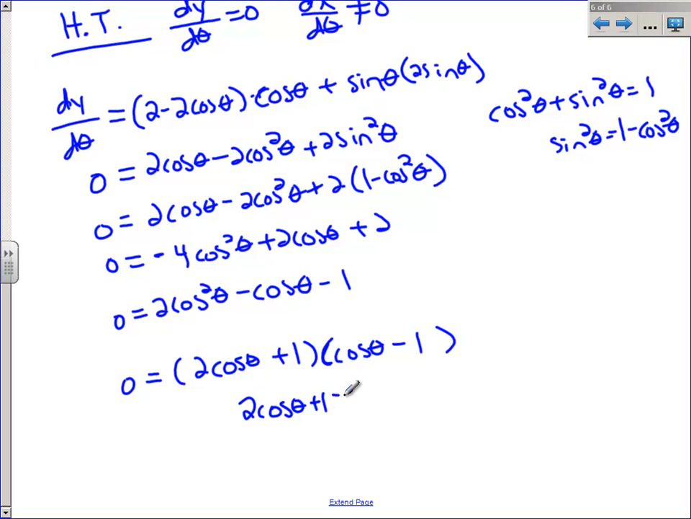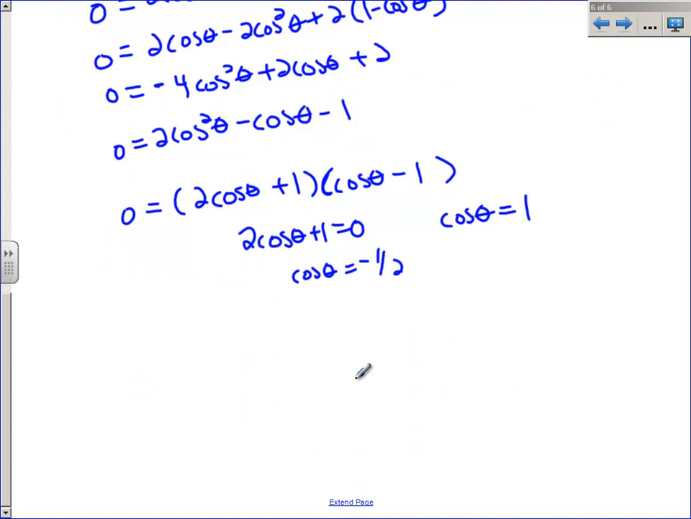2 cosine theta plus 1 equals 0, and cosine theta equals 1. So cosine theta equals negative 1/2, and where does cosine theta equal 1? Well, the answer for cosine theta equals negative 1/2 is at 2 pi over 3, and also at 4 pi over 3. And then where cosine is equal to 1, well, that's just at 0. So this looks like my 3 places where I'm going to get horizontal tangents, but I have to be careful. I wonder if any of these 3 angles for theta would make dx d theta also equal to 0.